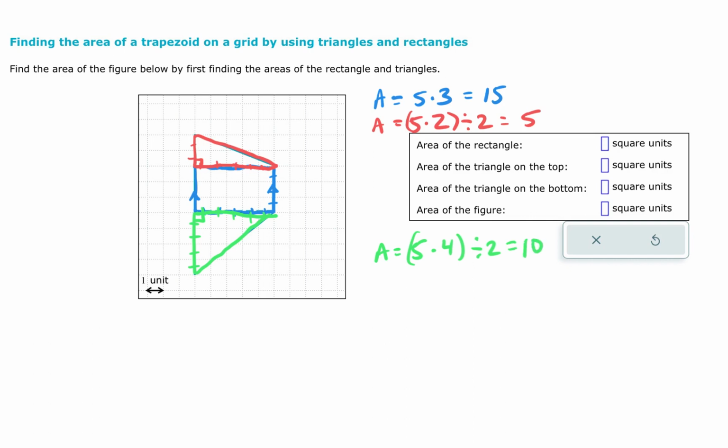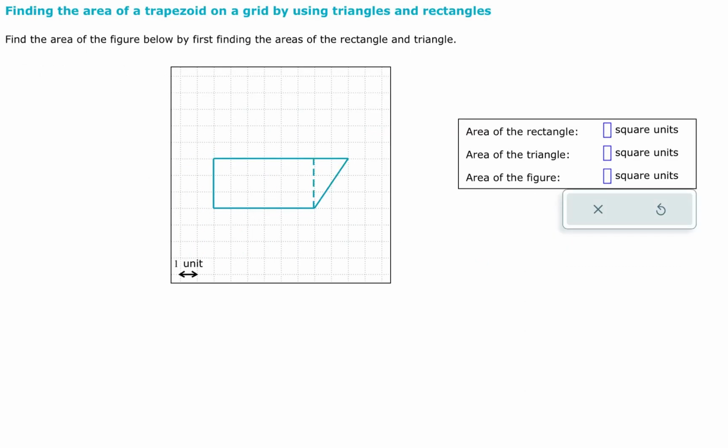And for both of those triangles, it didn't matter whether this one was the base or this one was the base. Remember, the base and the height just have to be perpendicular to each other. To fill in our answers, the area of the rectangle was 15 square units. The top triangle was 5 square units. The bottom triangle was 10 square units. Adding all that up, we get 30 square units.